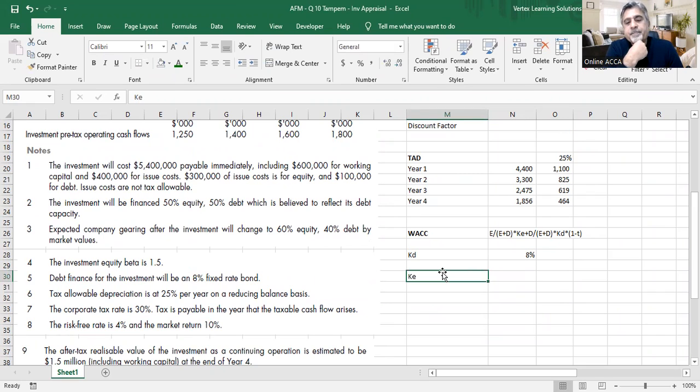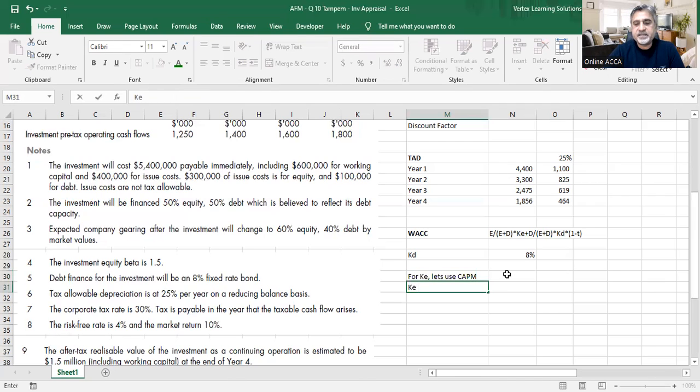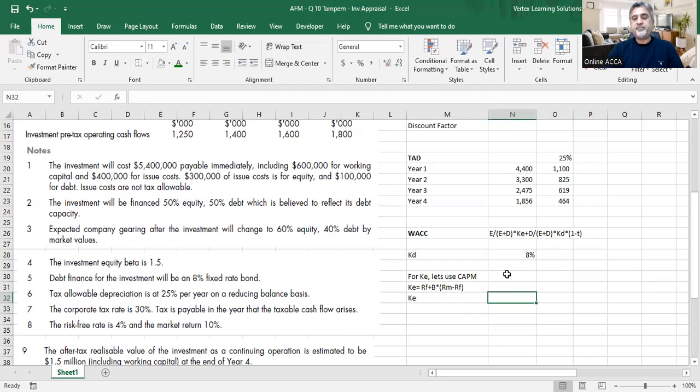So for calculating the cost of equity, KE, let's use CAPM. CAPM says that cost of equity KE is equal to RF, the risk-free rate, plus beta multiplied by RM minus RF, so market return minus risk-free return. So what is my KE now? The risk-free rate is given as 4%.